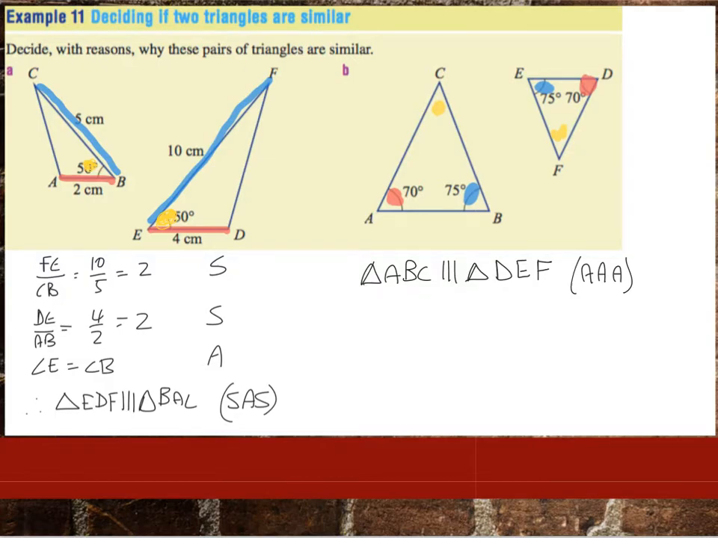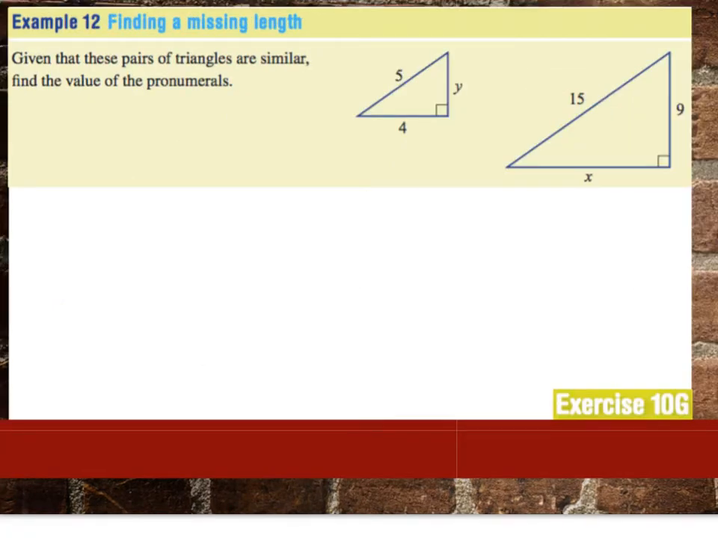Okay, let's look at the next example. Given that these pairs of triangles are similar, now this is very important. I'm going to highlight this in red. Given that they are similar, you don't have to prove anything, they are. Right, so take their word. They do lie sometimes, but most of the time you can take the word. They say they are similar, which means we can just use ratios.